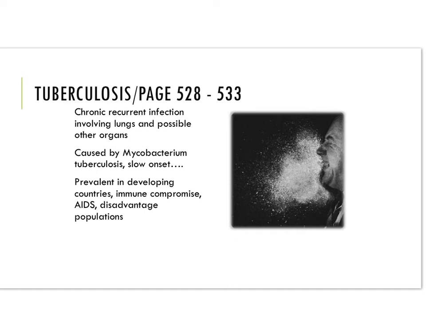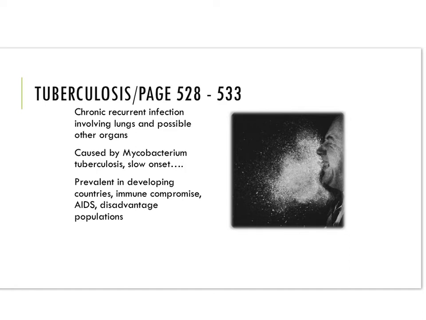The body responds with an inflammatory response, and then essentially the tuberculosis forms a granuloma, and in an effort to stop the infectious process, it's essentially walled off. It then becomes dormant. It only develops later when the individual becomes compromised or susceptible to the actual infection.